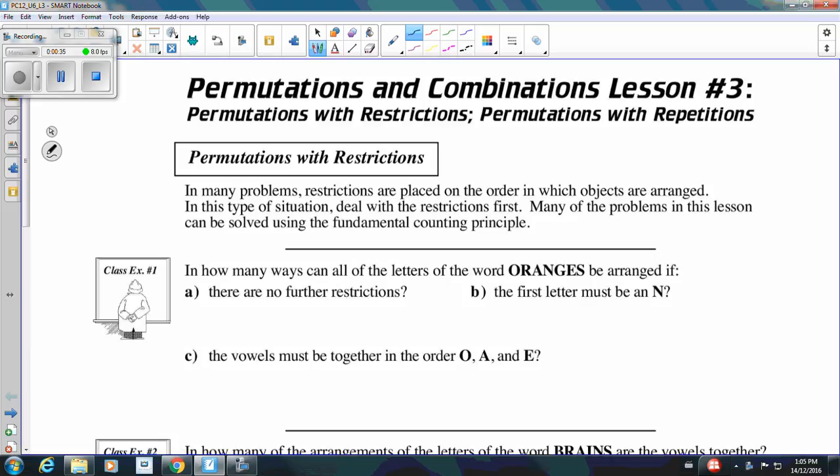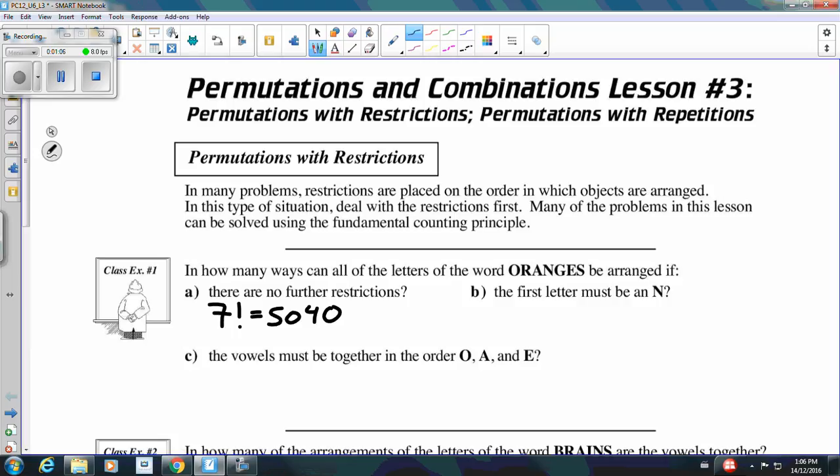Many of the problems in this lesson can be solved using the fundamental counting principle. In how many ways can all the letters of the word oranges be arranged if there are no further restrictions? So if we think here, we have 7 tiles in the word oranges, we need to rearrange them. We can think of that as going 7 times 6 times 5 times 4 times 3 times 2 times 1, which is the same as 7 factorial. So that gives us 5,040.